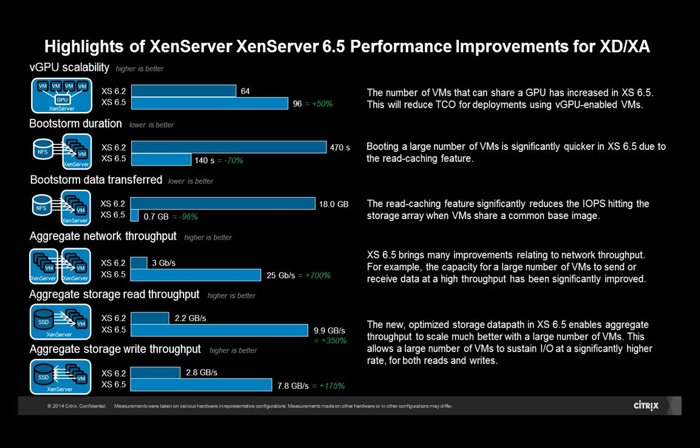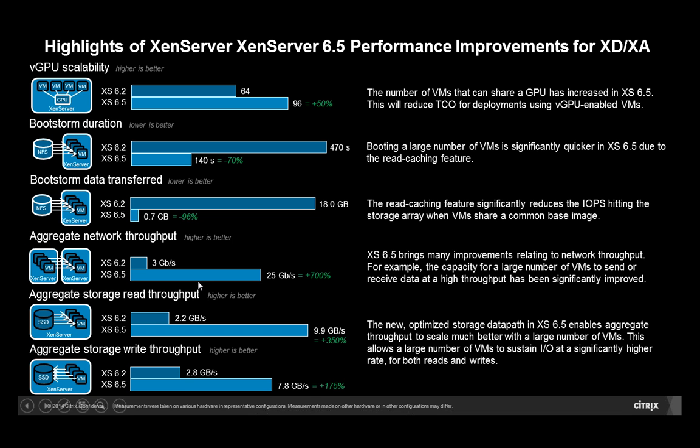So this is, on one slide, a quick summary of all of the highlights of the performance improvements that we've put into XenServer 6.5. Taking you down, we're going to talk about vGPU scalability, where we've really improved that. You can cram more into your box. We've managed to drastically reduce boot storm durations, especially when you've got duplicate images like in a XenDesktop or XenApp deployment. During those boot storms, you then also have far less data to pump around your system because we've optimized the way in which it flows.